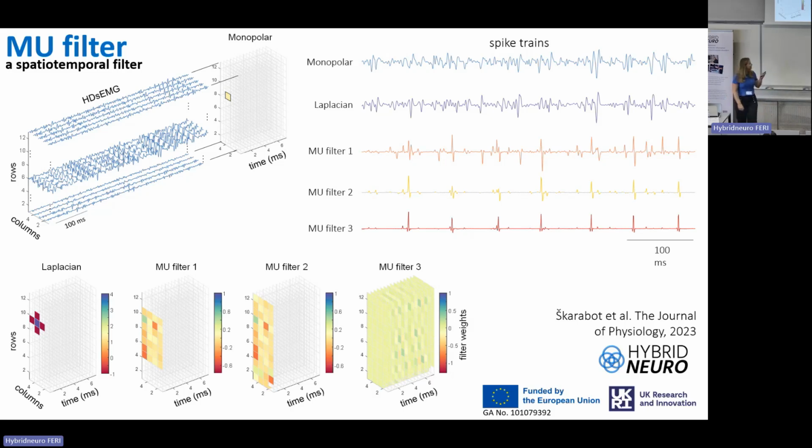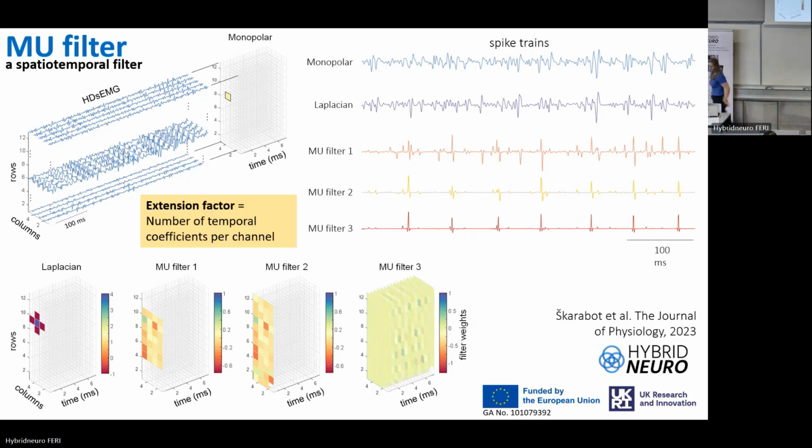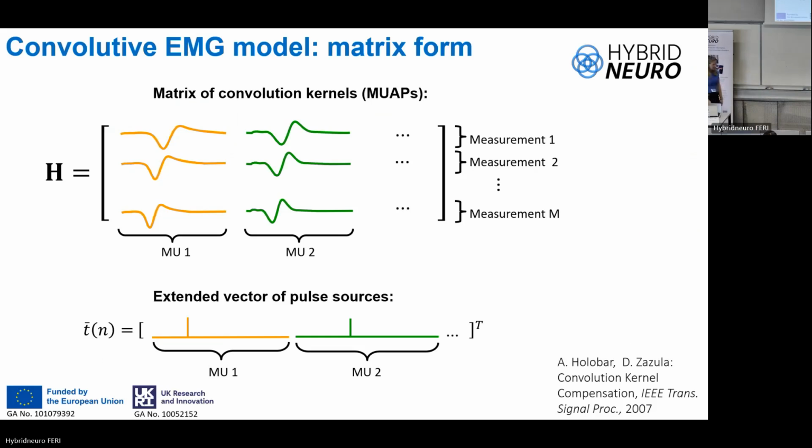During my presentation, I will talk a lot about the extension factor. The extension factor is the number of temporal coefficients, so the number of delayed repetitions that we add to every channel. So how does everything look in matrix form? I have some of the matrix equations and some of the mathematical representation of the convolutive model, but I really try to simplify it, so I won't just kill you with math, don't worry. It will be very simplified.